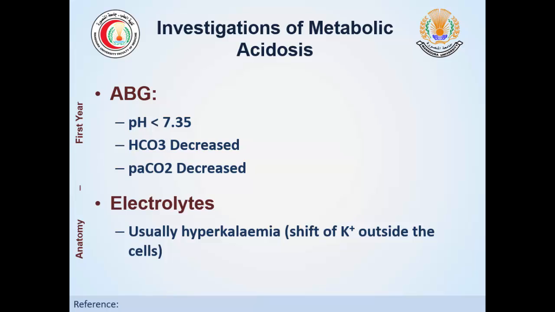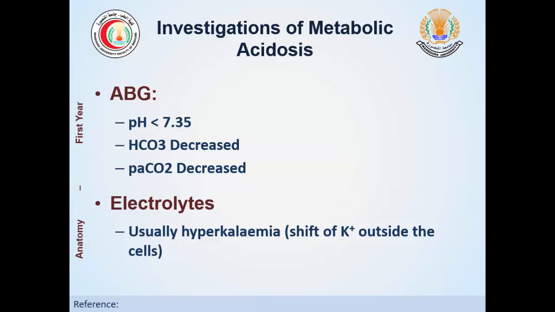What investigations will you do in case of metabolic acidosis? Arterial blood gases. You will find the pH less than 7.35, bicarb is decreased, and PCO2 is decreased if there is compensation. So if I have metabolic acidosis and find the pH less than 7.35, the bicarb will be decreased, so I will diagnose metabolic acidosis. And if the PCO2 is decreased, then there is compensation. I may find that the PCO2 is not decreased, so there is no compensation. What about the electrolytes in metabolic acidosis? There is hyperkalemia.